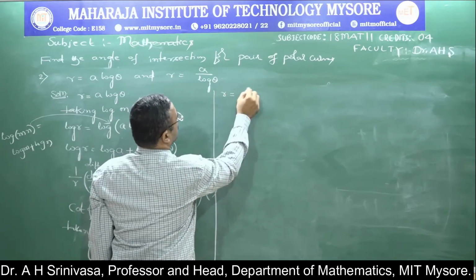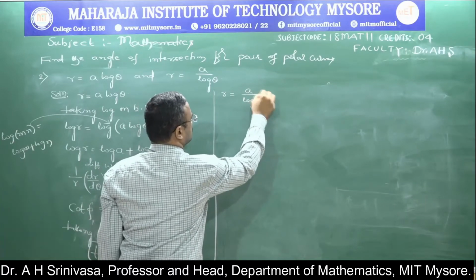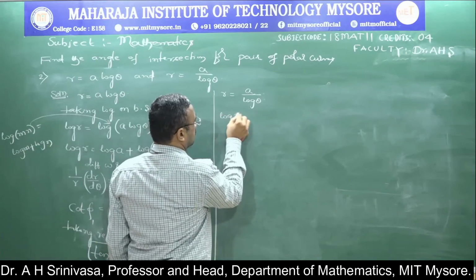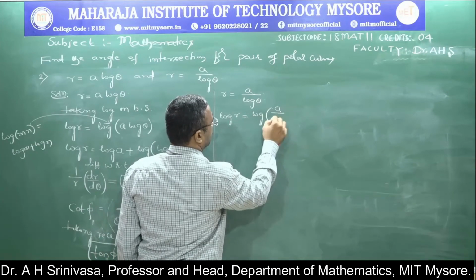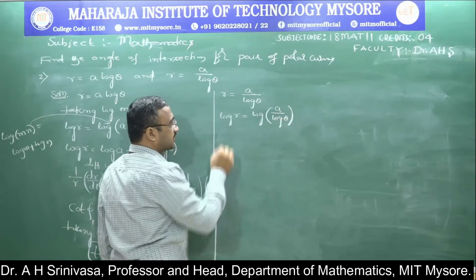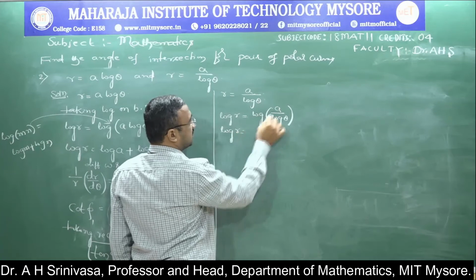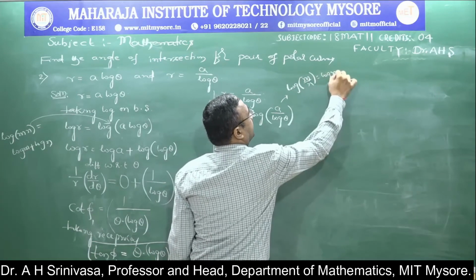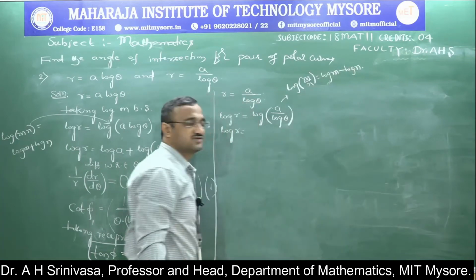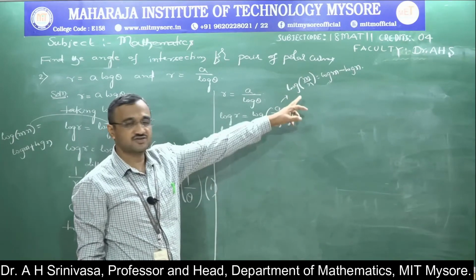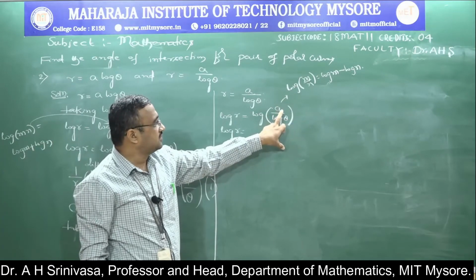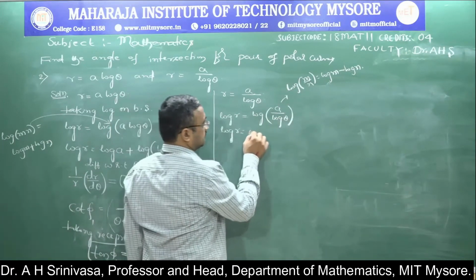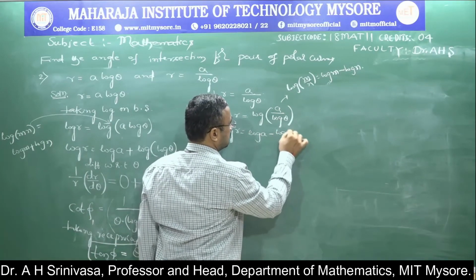So now here r is equal to a divided by log theta. The same procedure you have to adapt to extract the value of phi. Taking log on both sides, it is the logarithm of a by log theta. Now use the properties of logarithm. It is exactly in the form of log m by n, which is log m minus log n. I have to use this result for this one. Division form, log m by n, becomes log m minus log n. Use that property: log a minus the logarithm of log theta.